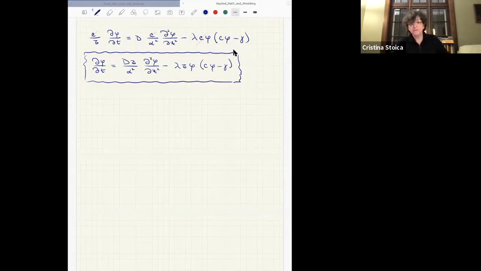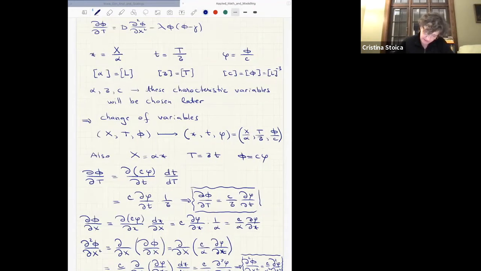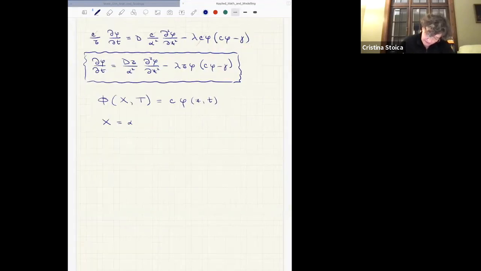Now we have to see what happens in the boundary conditions. What we have to keep in mind is that phi in capital X and T is nothing else but C in little x and t. And then the connection between capital X and little x is, as it says on this page, up there. So this, this, and this for the three of them. So this would be alpha x, and then for t, this is tau t.